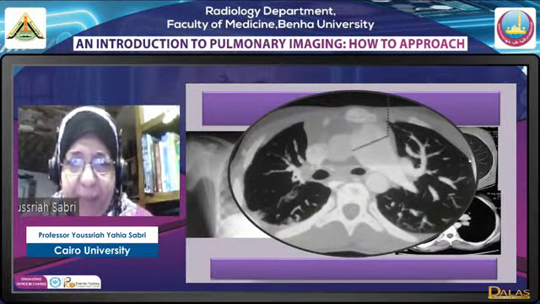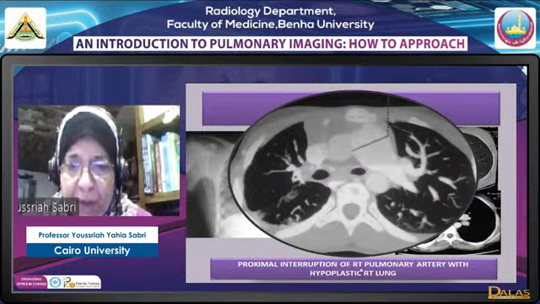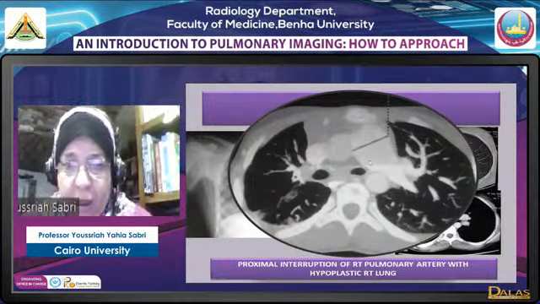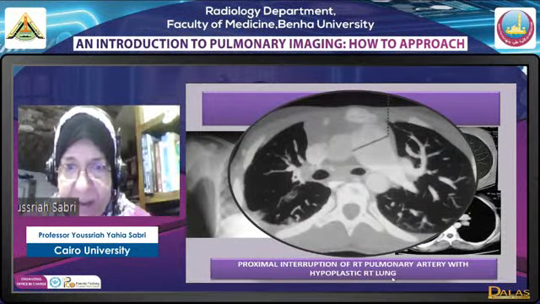This appearance is called proximal interruption of the right pulmonary artery. So only the proximal part is missing. Proximal interruption of the right pulmonary artery is one of the causes of a hypoplastic lung.